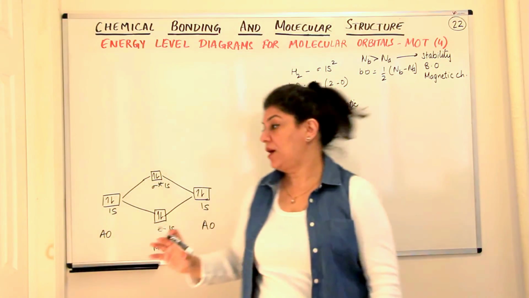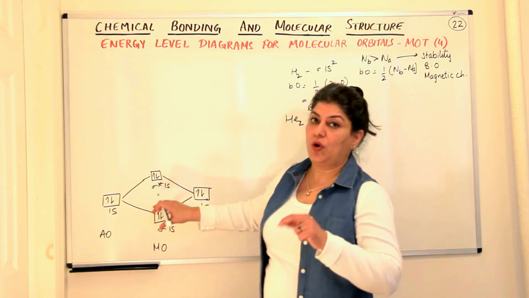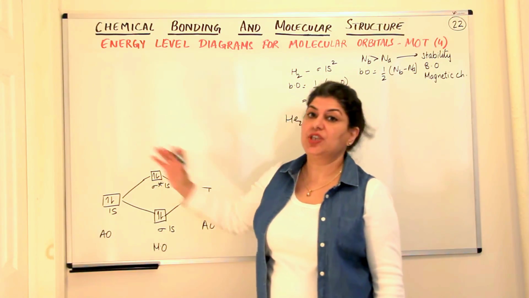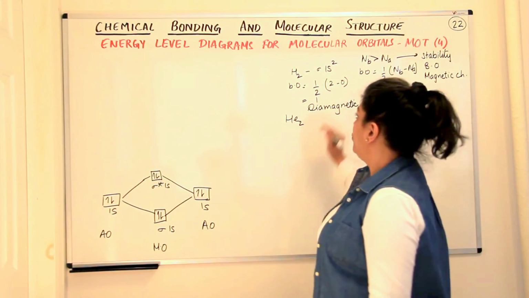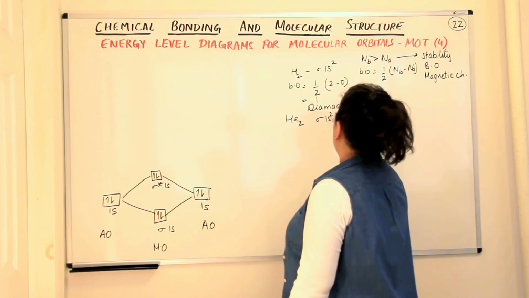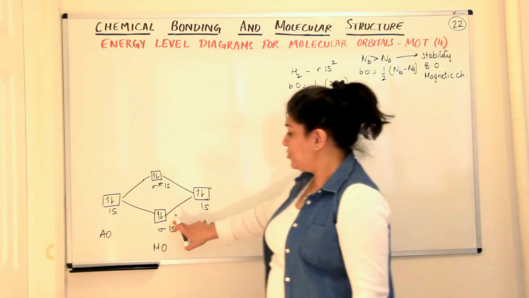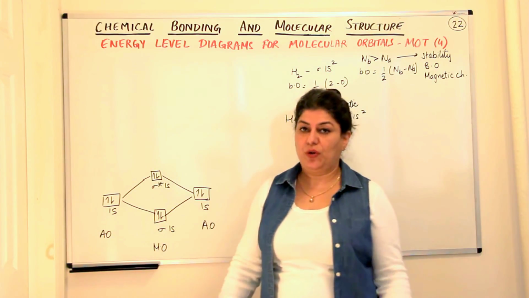Why? Because according to Aufbau's principle, the orbital having lower energy fills up first and then the orbital having higher energy fills up. Therefore, what would the configuration of the He2 molecule be? It would be sigma 1s2 sigma star 1s2, which means it has 2 electrons in the bonding molecular orbital and 2 electrons in the antibonding molecular orbital.